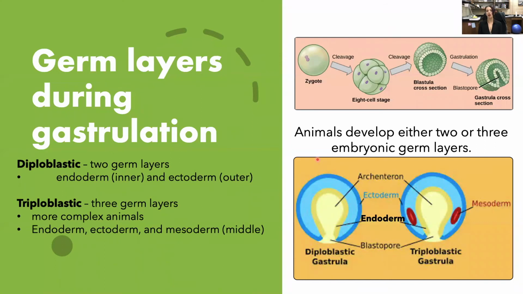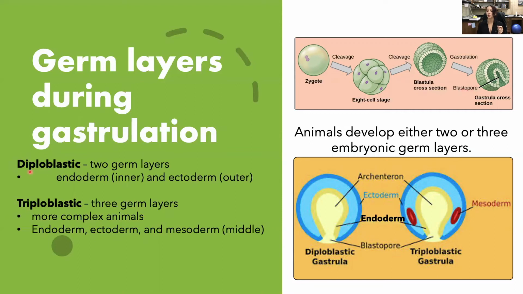Next, we need to talk about germ layers. And most animal species undergo a separation of tissues into germ layers during embryonic development. And recall from previous lectures that these germ layers are formed during the process of gastrulation. Each germ layer typically gives rise to a specific type of embryonic tissue and organ. And animals develop either 2 or 3 embryonic layers during their development.